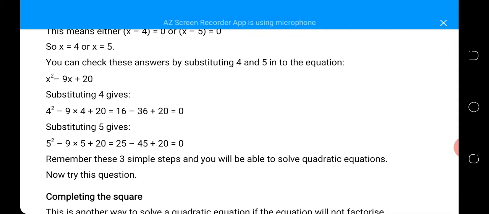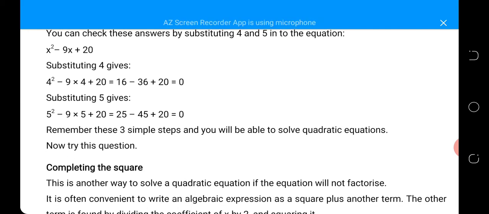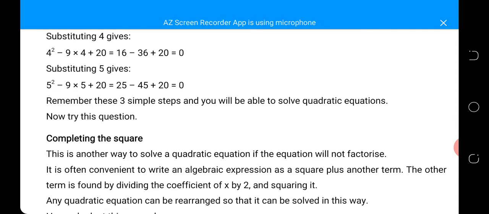You can check this answer by substituting 4 and 5 into the equation. When 4 is substituted, we are going to get 0. And when 5 is substituted, we are going to get 0, as it is done in the solution. Remember, these 3 simple steps and you will be able to solve quadratic equations.